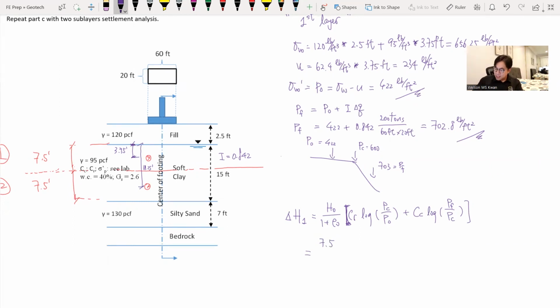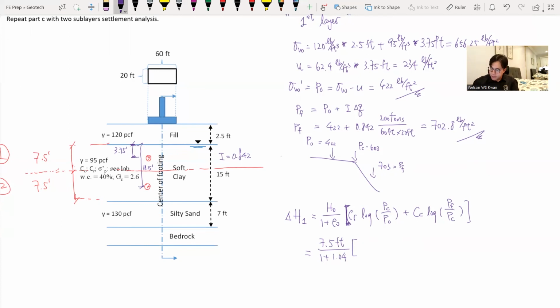This highly depends on how many sublayers you have. If we are doing a three-sublayer analysis, then H naught becomes 15 feet divided by 3, and so on. If you have four sublayers, then we divide by 4. So be very careful on how many sublayers you're dealing with. But we have already found that it is 1.04. And the rest is just plugging in the numbers.